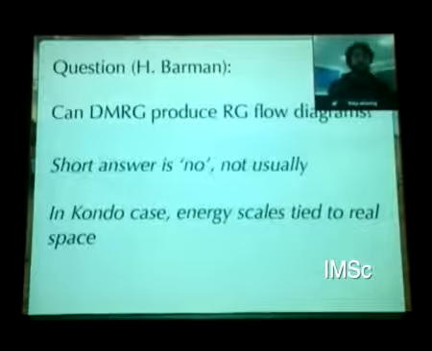I can interrupt before you proceed. Yeah. In the standard RG, we talk about renormalization of coupling constants. Right. So Berman's question maybe is related. Are there coupling constants here which renormalize, and is there a flow for that? Okay, please proceed. Yeah. Sure.